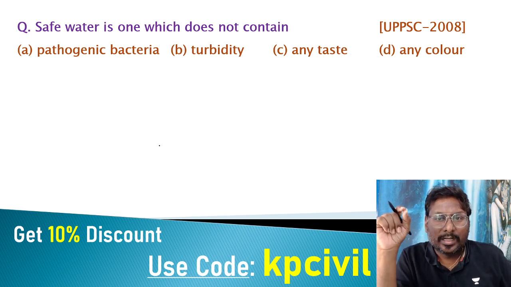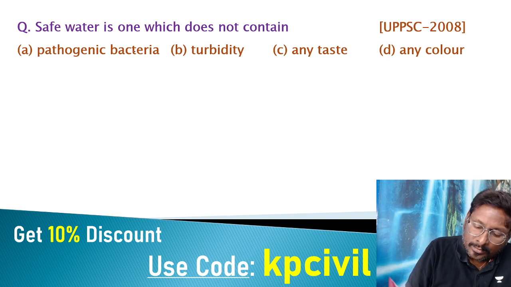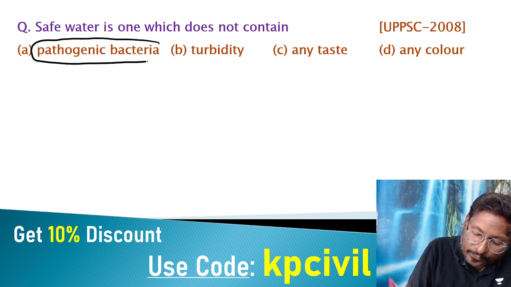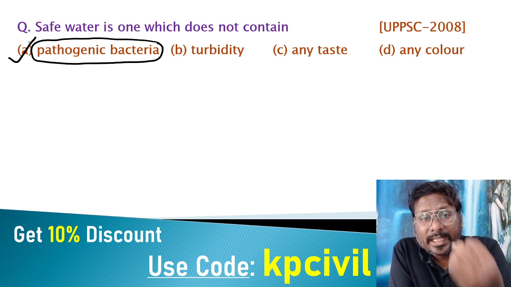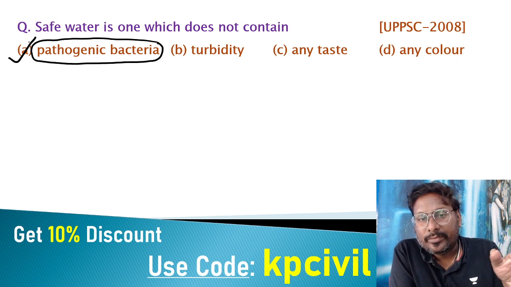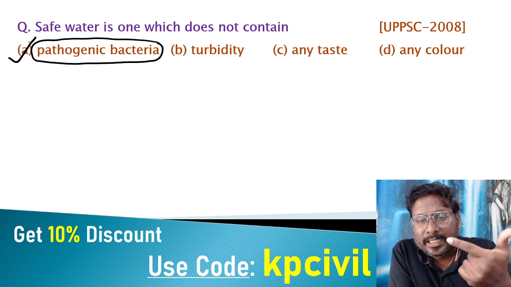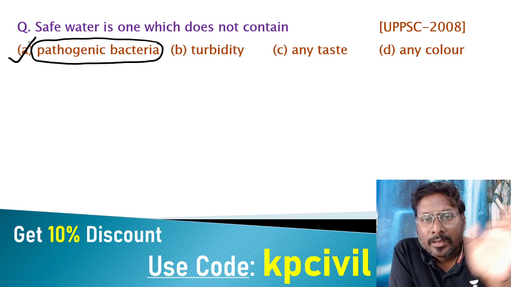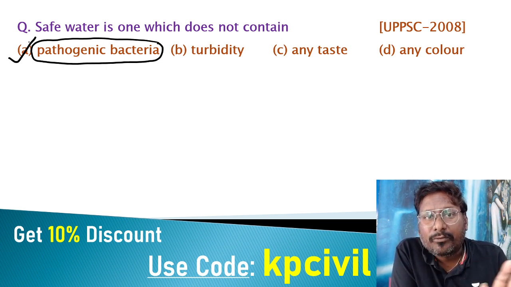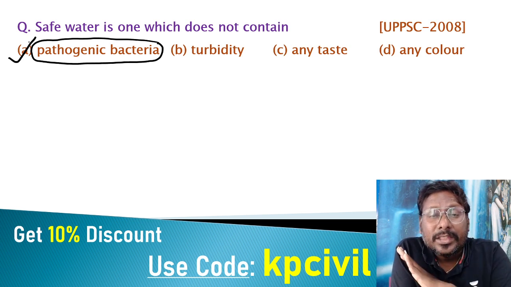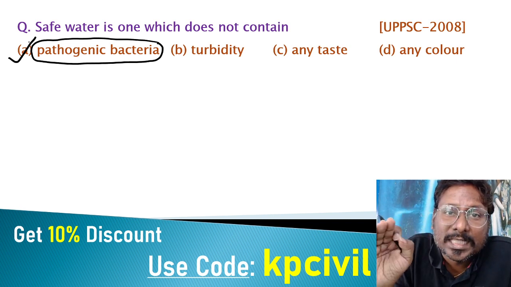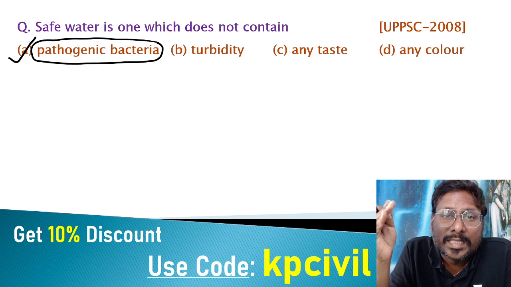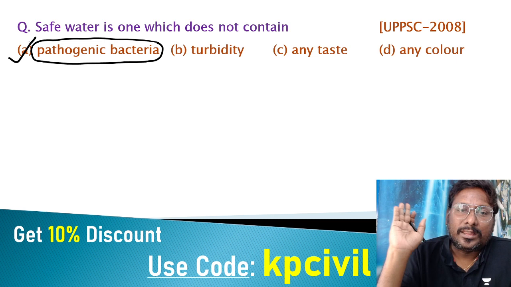Safe water is which one of the following does not contain? Water is said to be safe if it has no pathogenic bacteria. If water does not carry pathogenic bacteria, it is safe. If water contains turbidity, taste, or color, these are physical impurities. Physical impurities do not cause any harm. They are just objectionable and do not harm human life. Pathogenic bacteria as contaminants will cause disease: cholera, typhoid, polio, dysentery, diarrhea, which can lead to death.